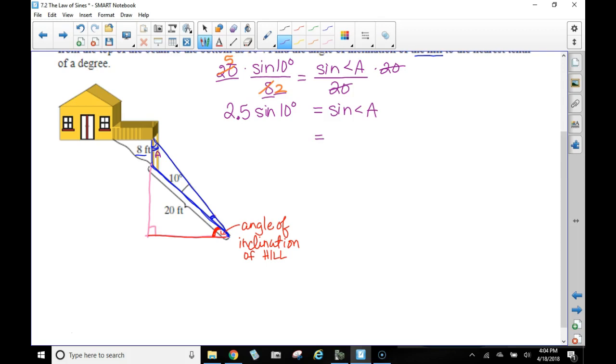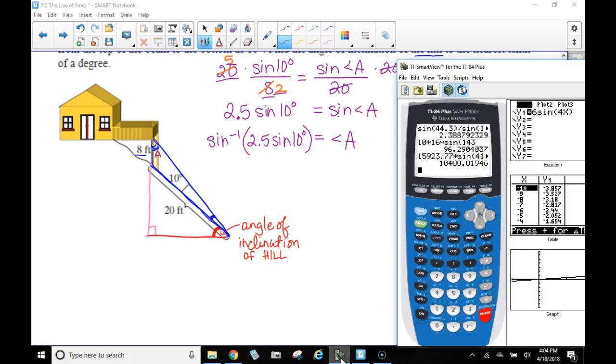Ultimately I'm trying to find angle A. So to get the sine off of there, I'm going to take the inverse sine of both sides. So I'm going to find what angle has a sine value of 2.5 times the sine of 10 degrees. That will give me angle A. That's really all I could do. Hopefully that will lead to something fruitful to solve the rest of this problem. But for now, let's just punch that in.